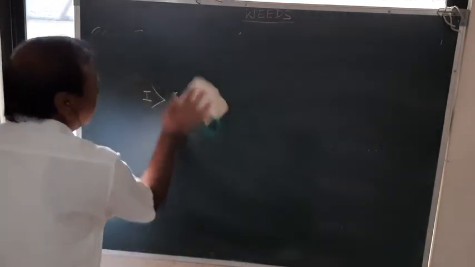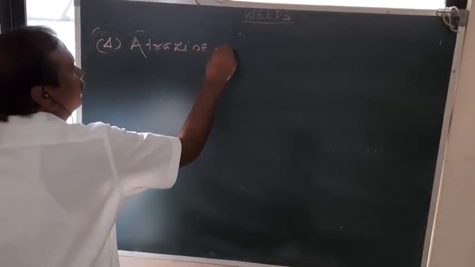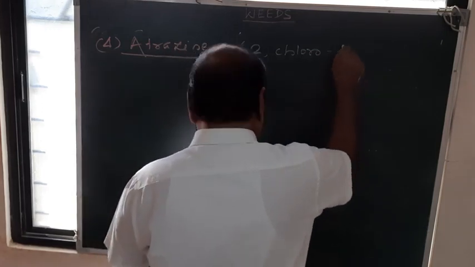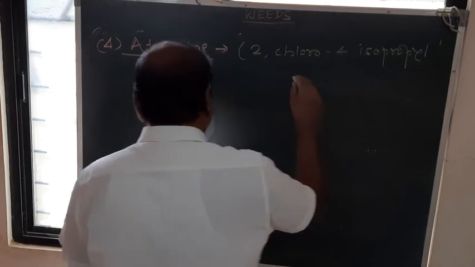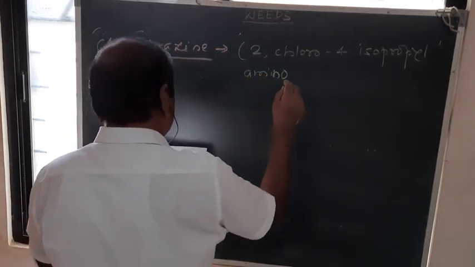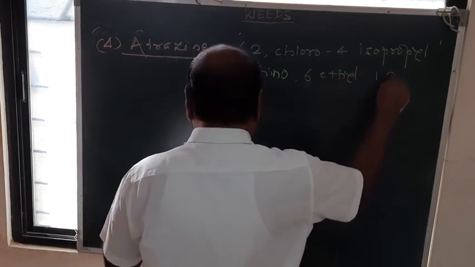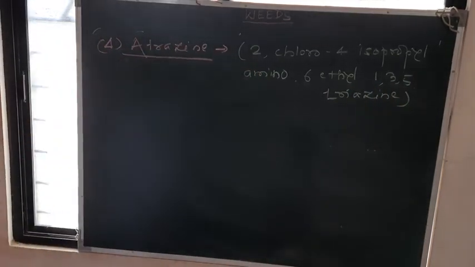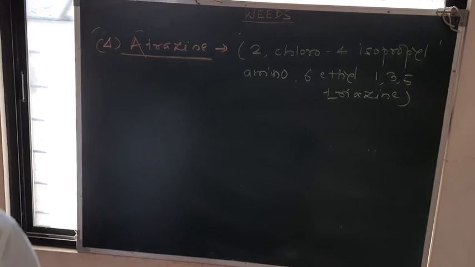Then fourth is atrazine. The fourth type of herbicide is atrazine, that is 2-chloro, 4-isopropylamino, 6-ethylamino, 1,3,5-triazine. This is the long form of atrazine.